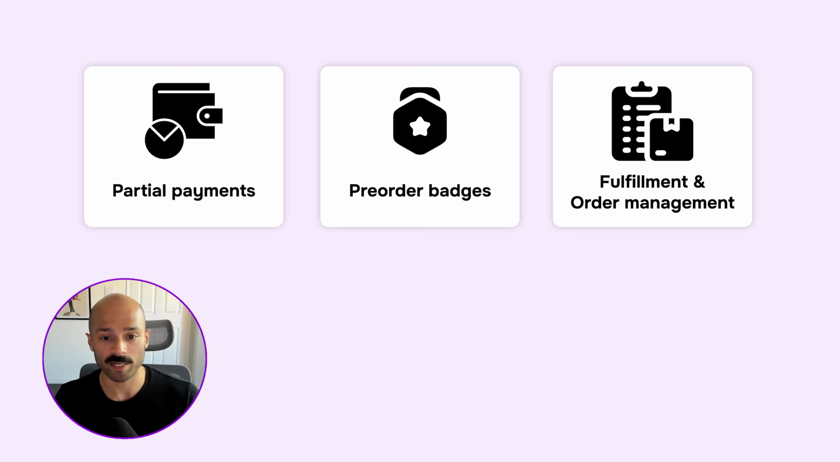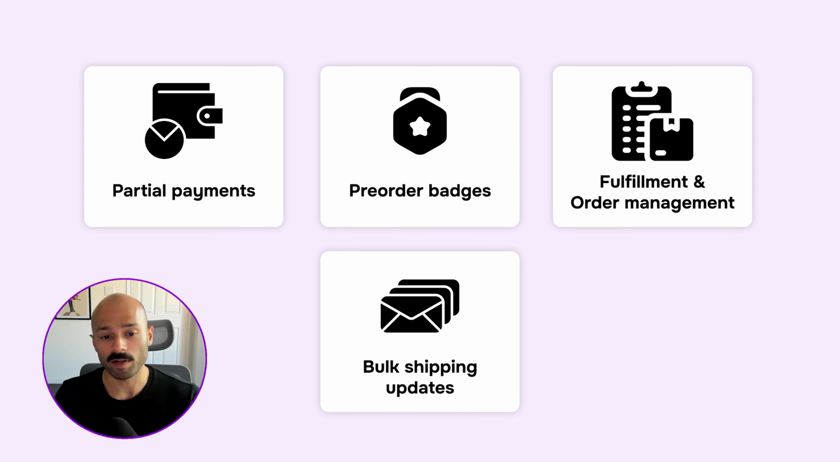Fulfillment and order management. In Shopify admin, pre-orders will look like every other order. No tag, no separate view, and no information about the pre-order. If you have 10 pre-orders mixed in with 200 regular orders, you'll have to find them manually. Send shipping updates in bulk. When your shipping timeline changes, and it can, there's no native way to update every customer who pre-ordered. You'd have to essentially do that one by one.